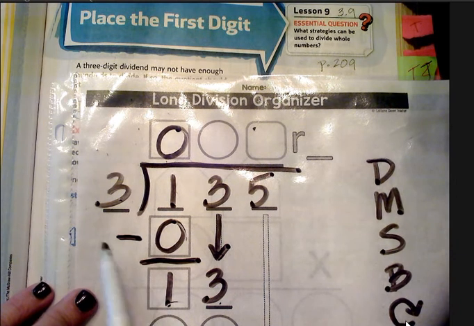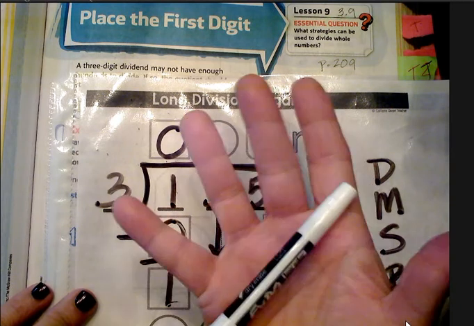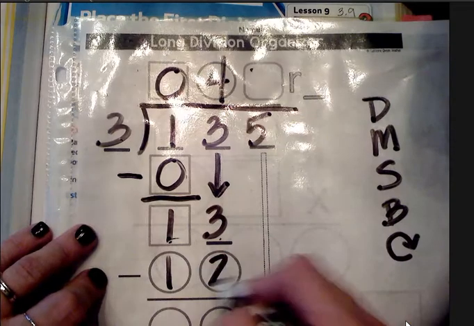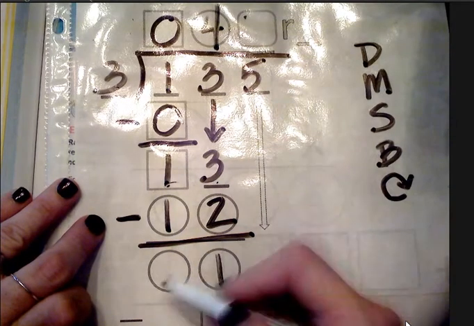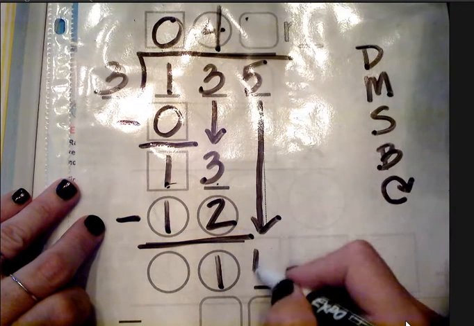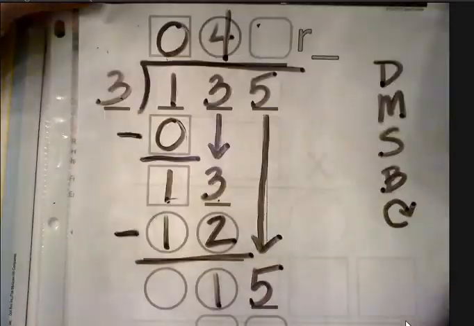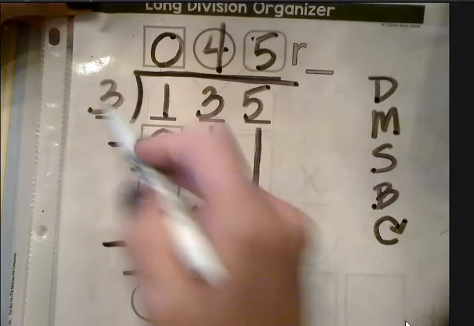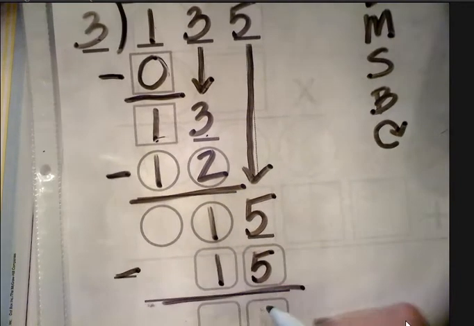Well, 3 times 1 is 3, 6, 9, 12. 5 is 15, so 12. So we're going to do 4. 4 times 3 is 12. I subtract. 3 minus 2 is 1. 1 minus 1 is nothing. Bring down my 5. 3 goes into 15. How many times? 3 goes into 15 exactly 5 times. 5 times 3 is 15. I subtract. 15 minus 15 is 0. There's no remainder, nothing else to bring down. So my answer here is 45.